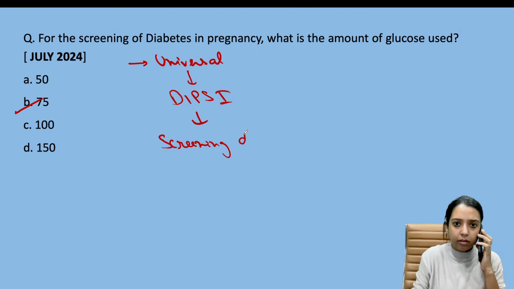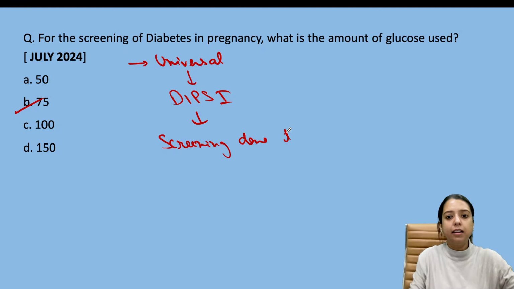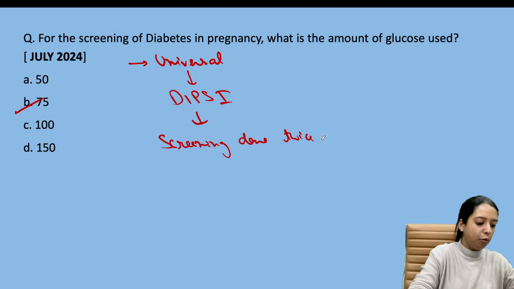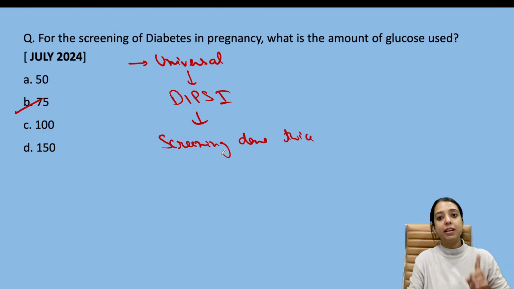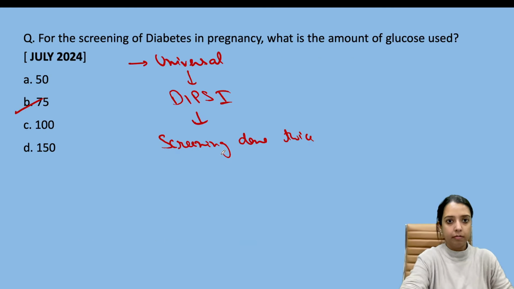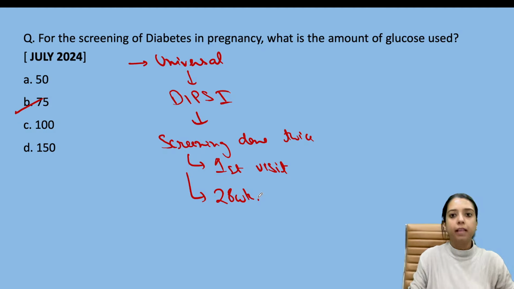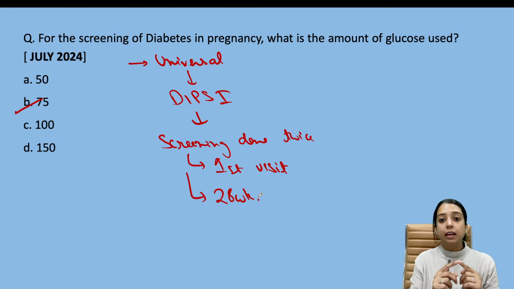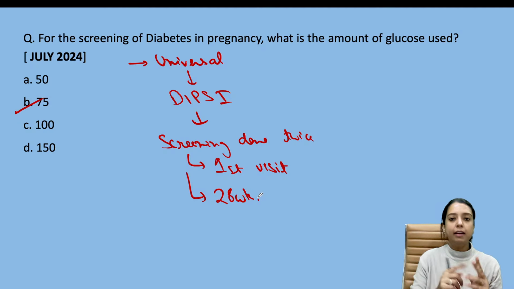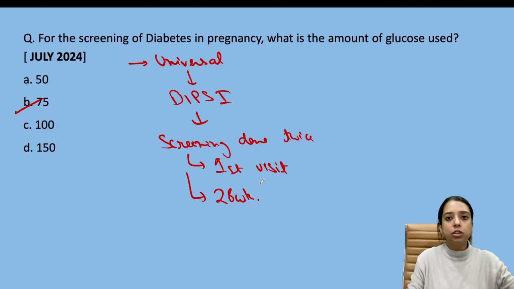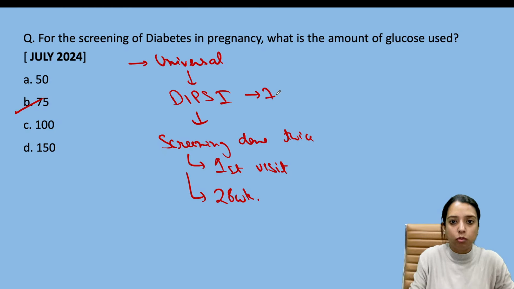Okay, screening is done twice. How many times do we screen? We screen the women twice. One is done at the first visit. At the first visit we screen the women, and the second screening is done at 28 weeks. So remember these points. Which woman is screened? Everyone. How many times screened? Twice. At the first visit and at 28 weeks. The method uses DIPSI. How much glucose do we use? We use 75 gram glucose.